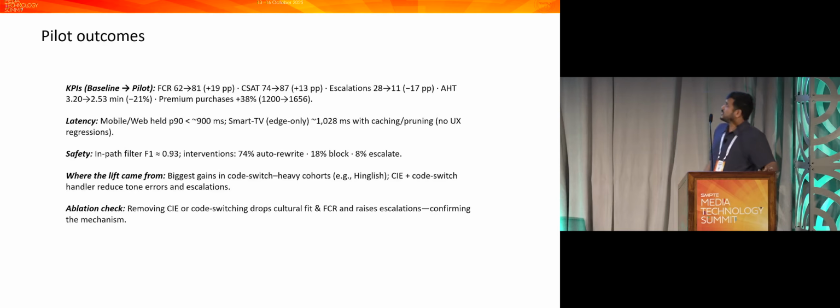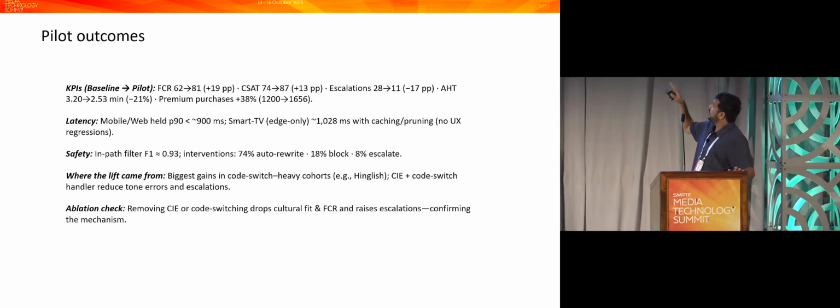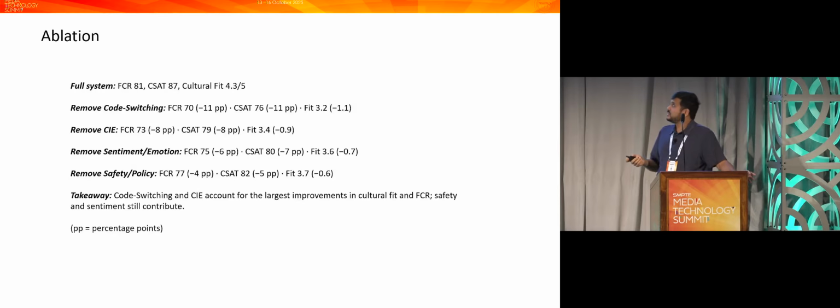So the pilot outcomes I showed earlier: the FCR improved, the CSAT improved, all the KPIs have improved, and the latency is on par. The biggest lift came from the code switching and the NLU handler. In the ablation check, when we removed the CIE and the code switching, the escalations increased a lot.